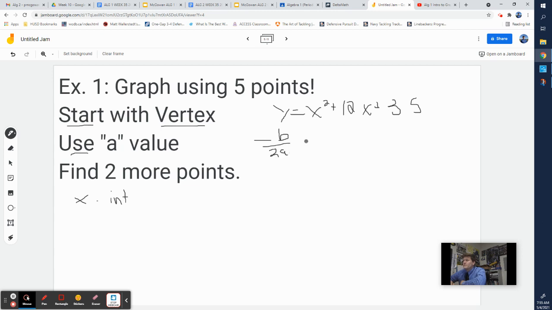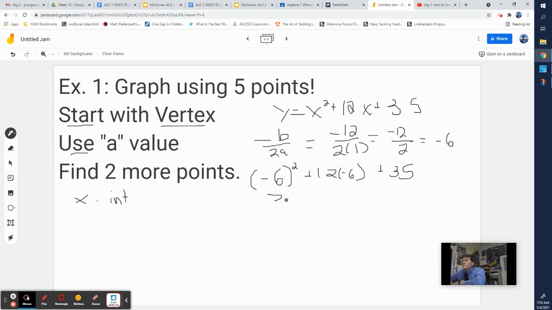we can find the vertex. So I want negative b, which is going to be negative 12, divided by 2 times a, and this a value is that invisible 1. Negative 12 divided by 2 times 1, which is just 2, becomes negative 6. So now we take negative 6, plug it right into our equation. Negative 6 squared plus 12 times negative 6 plus 35.